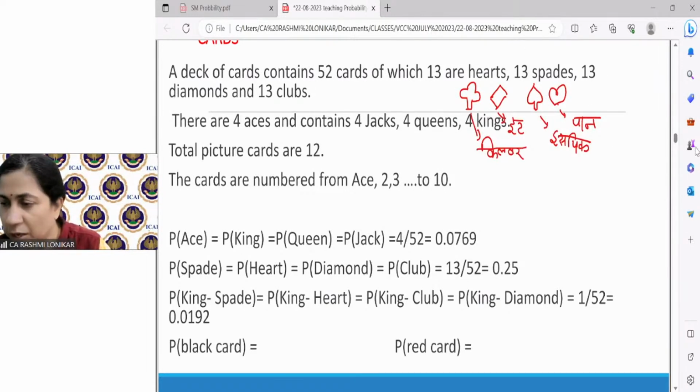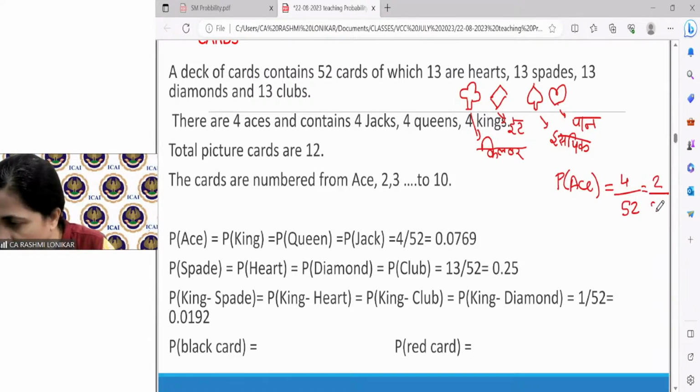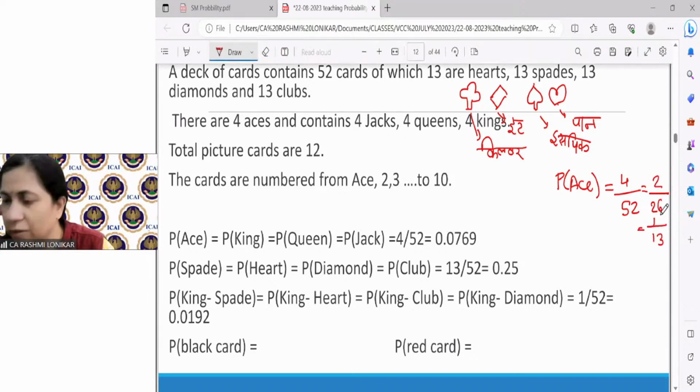Okay, so if I'm talking about the probability of getting an ace: how many aces are there? 4. How many total cards are there? 52. So this is 2 upon 26, which is equal to 1 upon 13. Okay, that is about the ace.